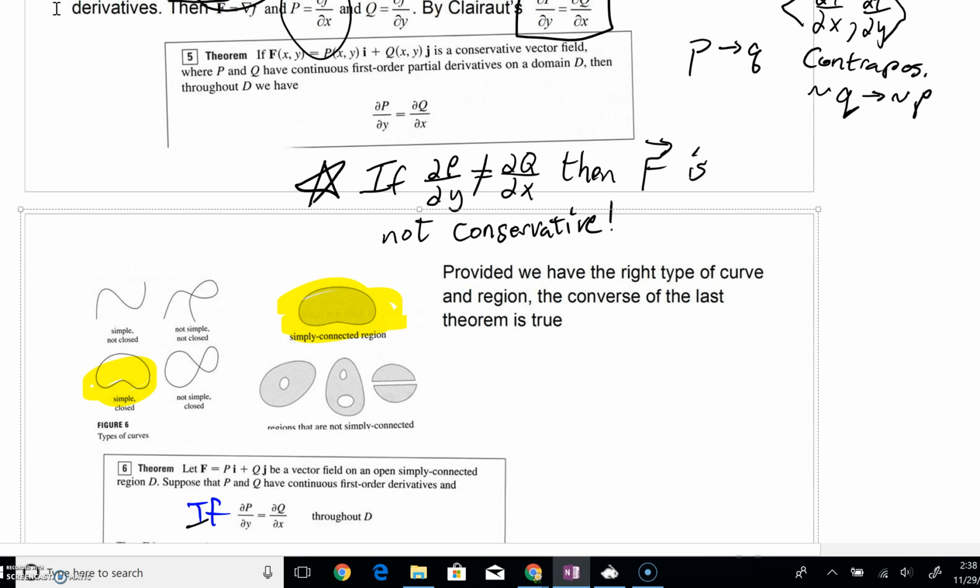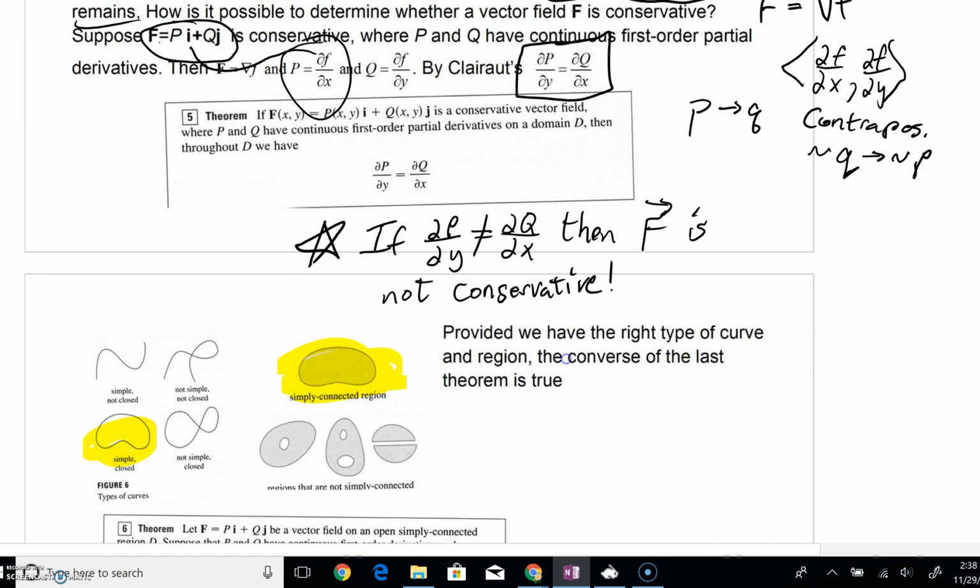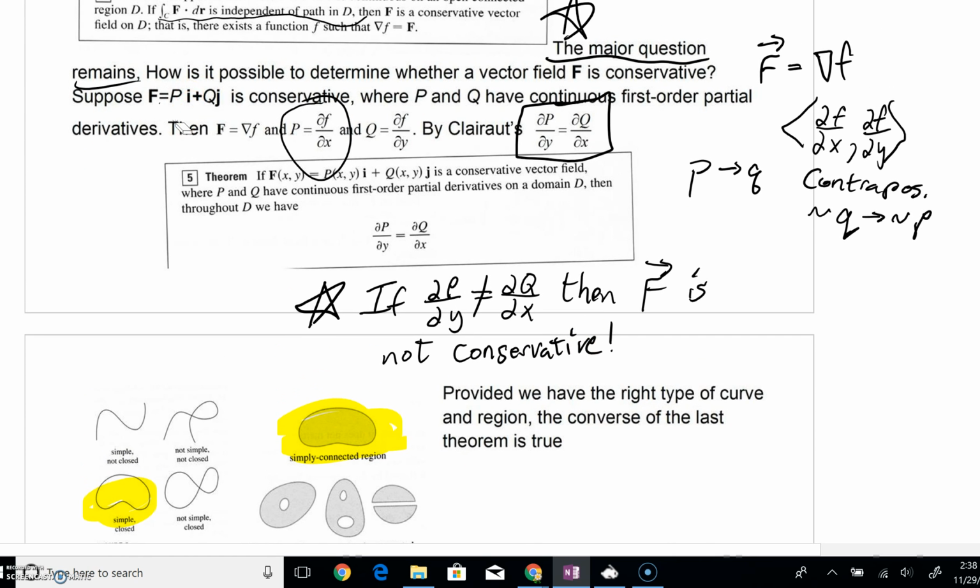Multivariable calculus, picking back up in 16.3, our first day. This theorem at the top of the page, number 5 in the box, is really saying the key question is: how do we know when a vector field is conservative? If F is our vector field, F = Pi + Qj, with P and Q having continuous first order derivatives.